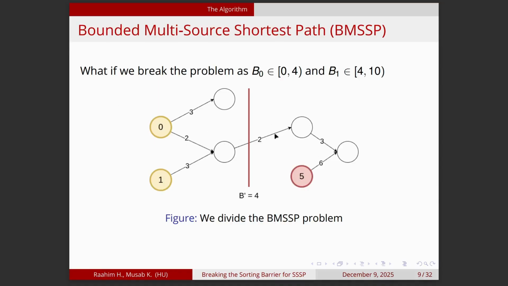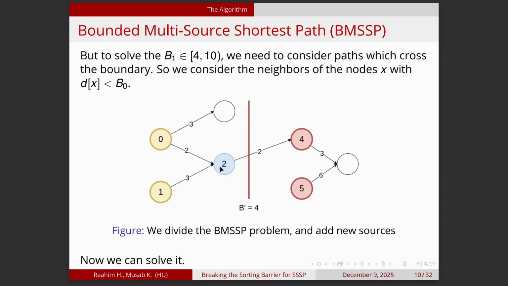but I also need to consider paths starting from the previous boundary, like from the left of the boundary and crossing over. And the way to do that is, once I know the distances which are less than 4, I can relax the nodes to the left of my boundary to actually get the values of things to the right of my boundary. And this actually creates a new source in this case. I get this source of distance 4, and then I solve the bounded multi-source shortest path problem with a source 4 and a source 5, and these edges and a boundary of 10. All right, so then we can actually solve the problem, but we needed to first compute this. Okay, and we created new sources.